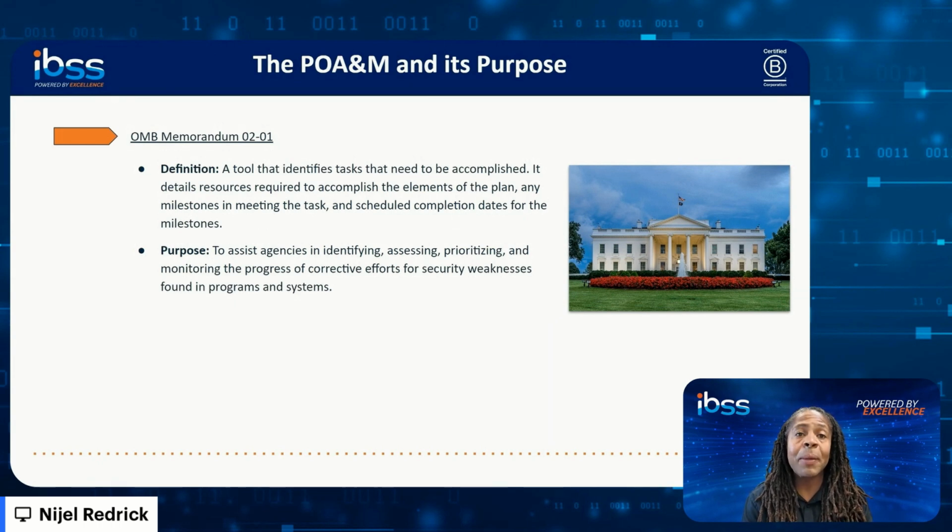Also has something called the milestones. That's in the name of the plan of action and milestones. And those milestones are the steps that are necessary to complete the task at hand. And quite importantly would be any scheduled completion dates for those milestones. Now, the ultimate purpose of the POA&M certainly is to identify and assess, prioritize, and monitor the progress toward addressing the objectives of that POA&M.